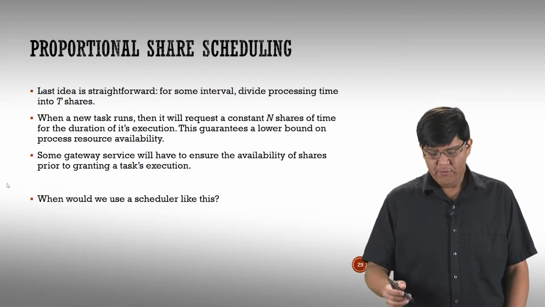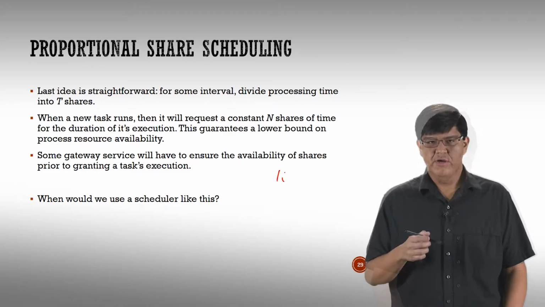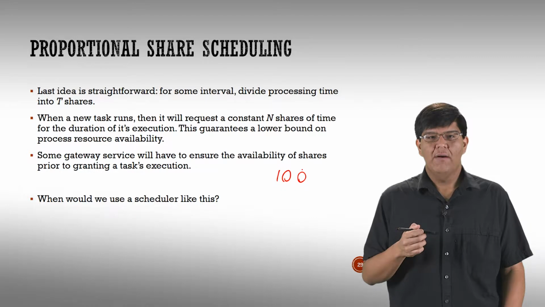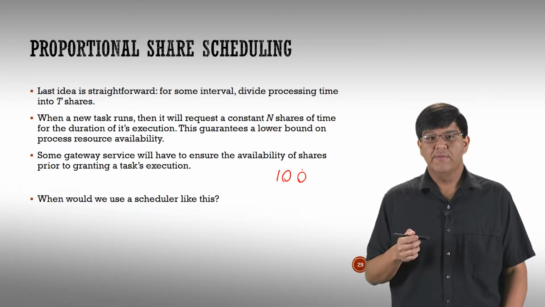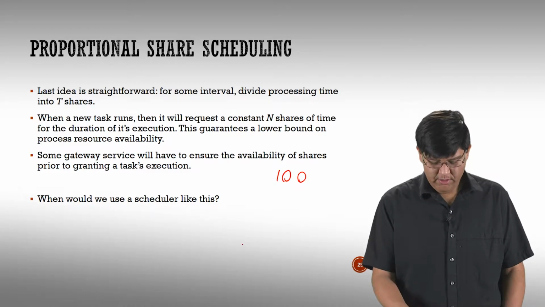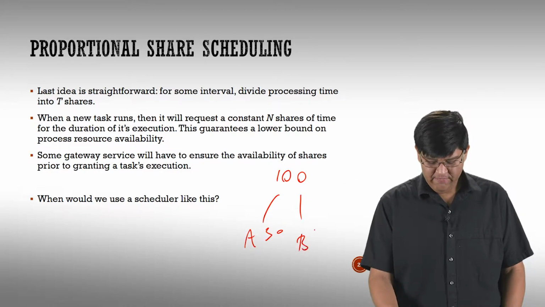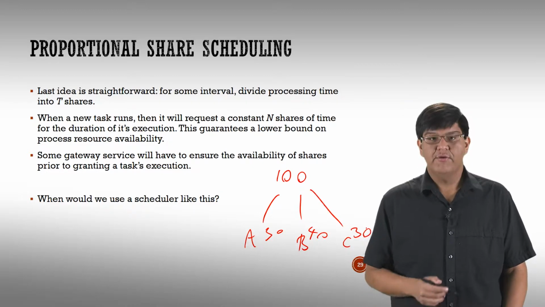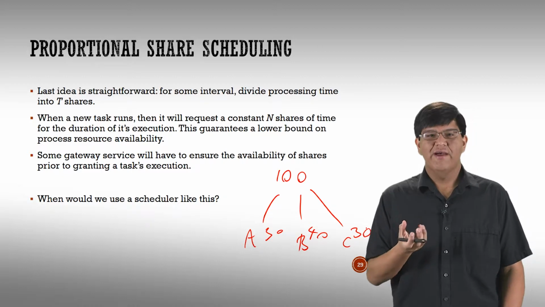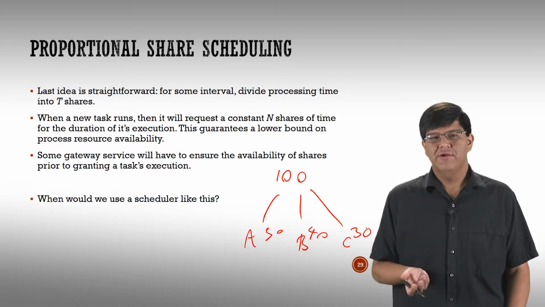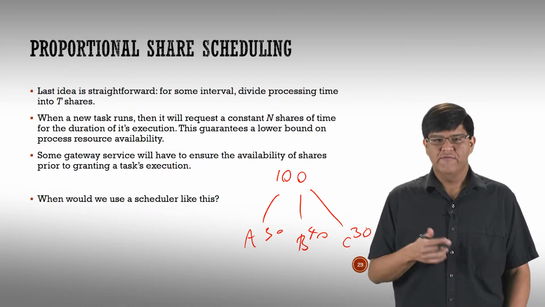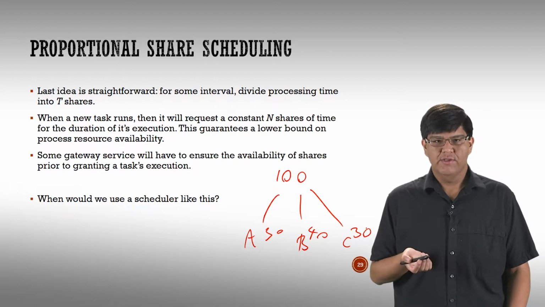So maybe I have 100 shares, which is how I divide how much time or effort the CPU can put into different processes. And then I can split that up. I can say things like, A will get 30 units, B will get 40 units, C will get 30 units. So we discretize the amount of CPU work we can do, split it into chunks, and give each of those chunks to a different process. This is what we call proportional share scheduling.